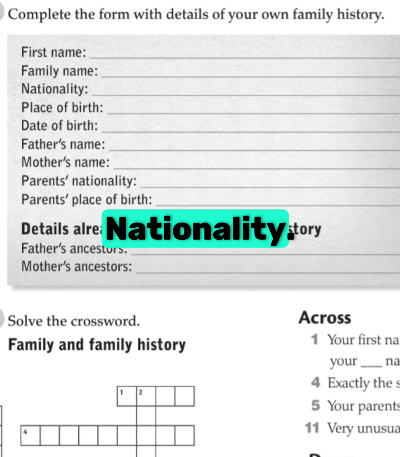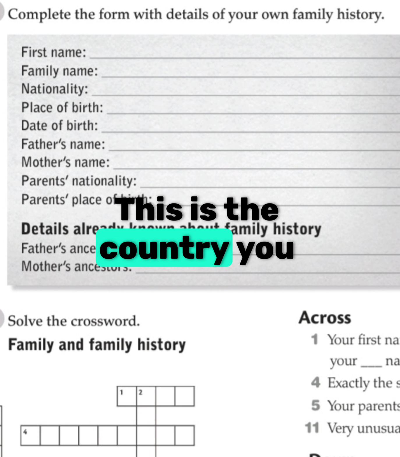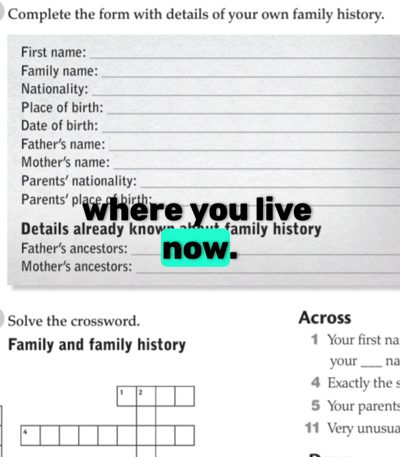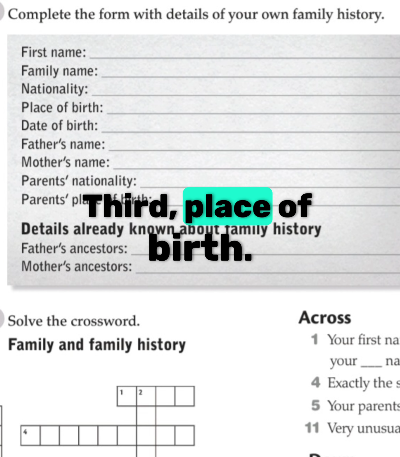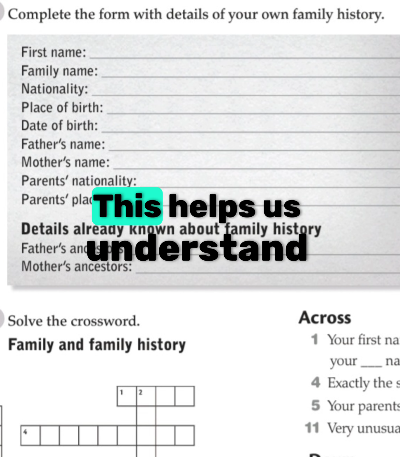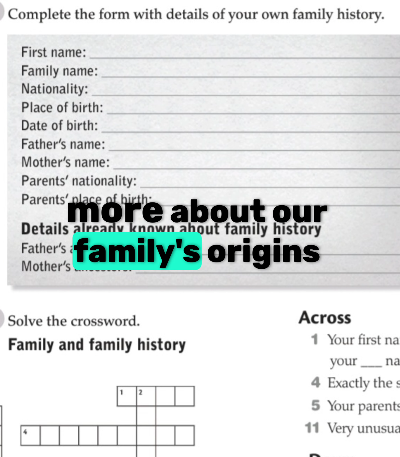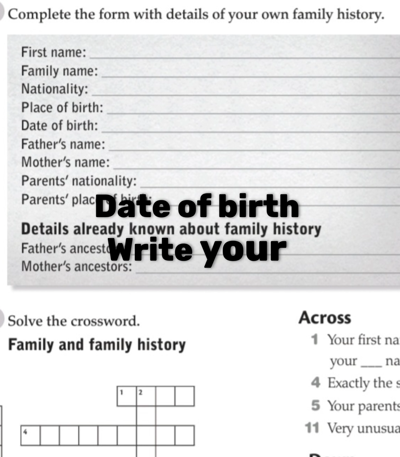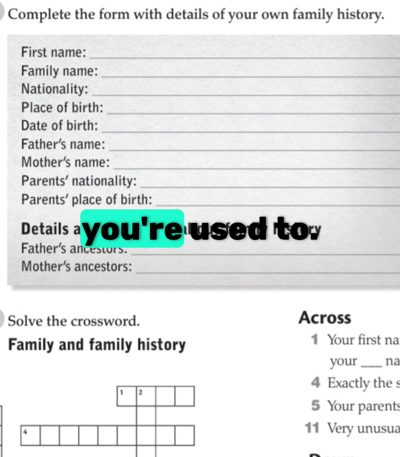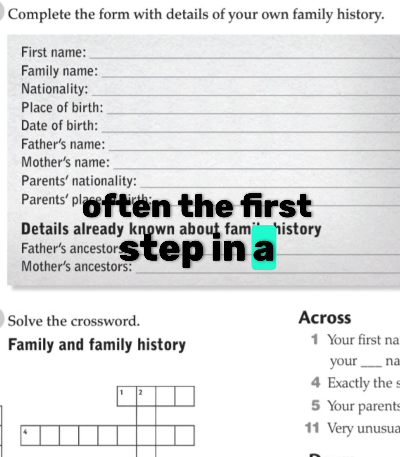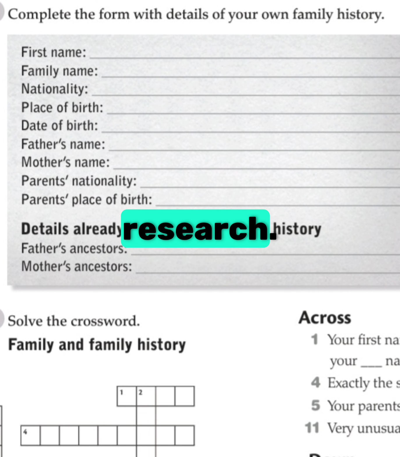2. Nationality. This is the country you identify with. It could be where you were born or where you live now. 3. Place of birth. Write the city and country where you were born. This helps us understand more about our family's origins and history. 4. Date of birth. Write your birth date in the format you're used to. Remember, this information is often the first step in a family tree or genealogy research.